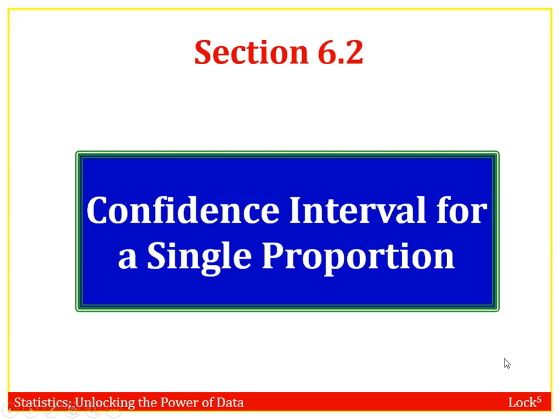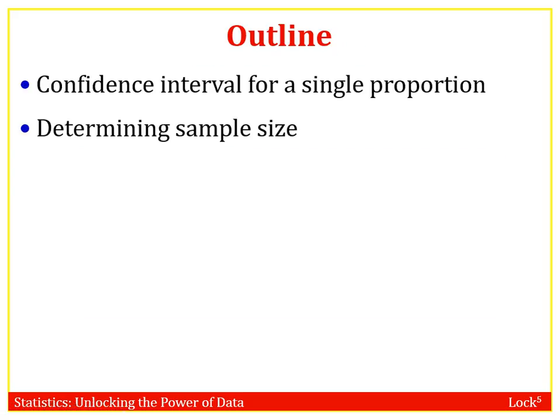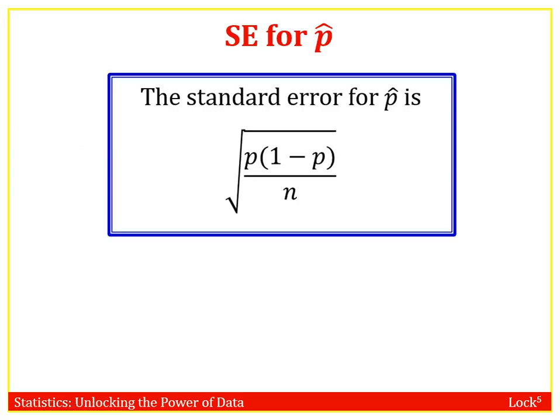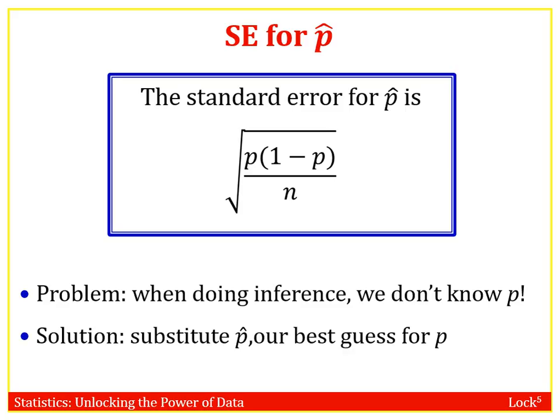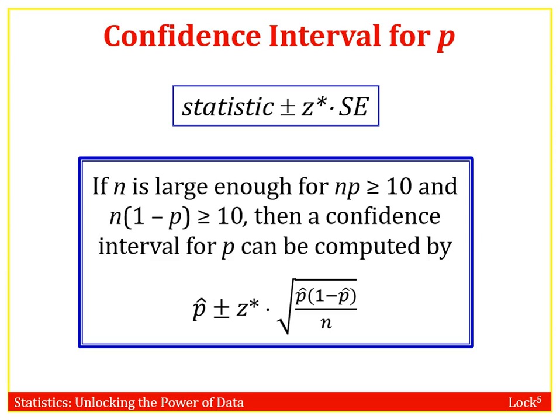We're going to go ahead and take a look at a confidence interval for a single proportion. Just as a reminder, our standard error for our sample proportion is the square root of p times 1 minus p over n. Now, what do we do to make our inferential statistics, in this case a confidence interval, when we don't know what p is? Well, we estimate it with p hat, because that's our best guess for what p is.